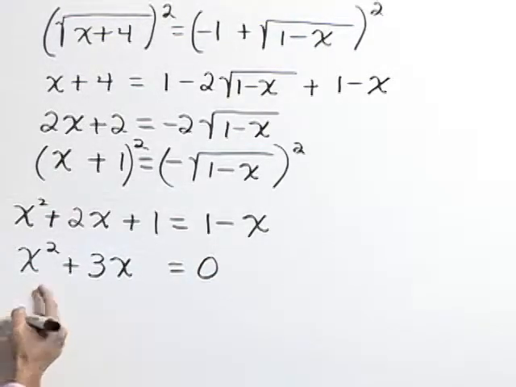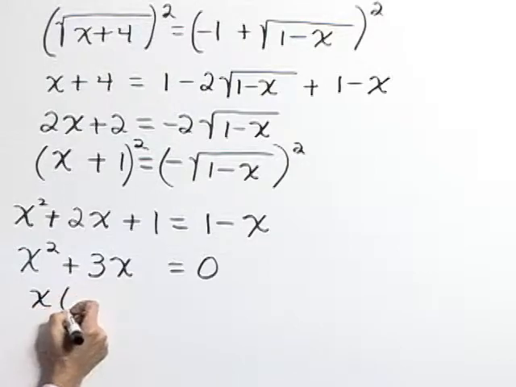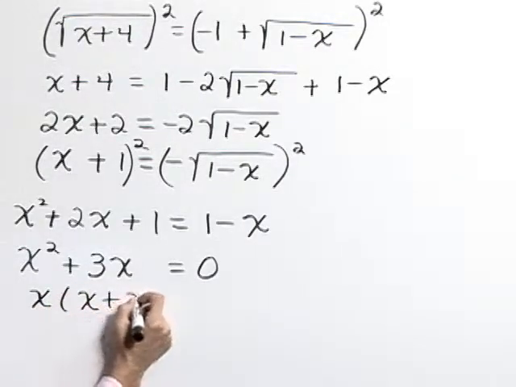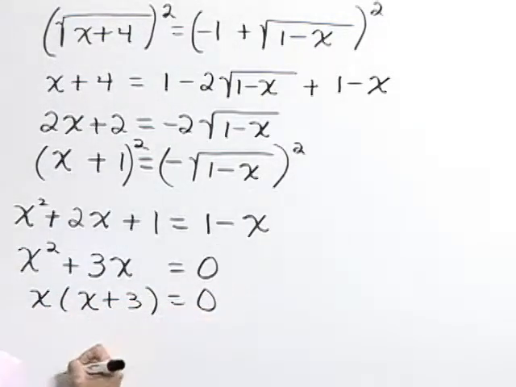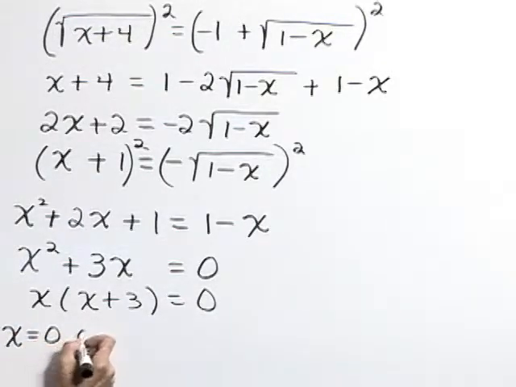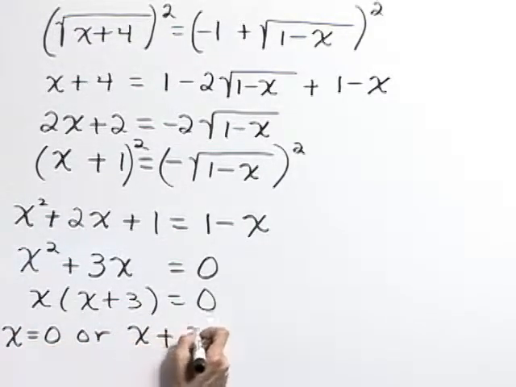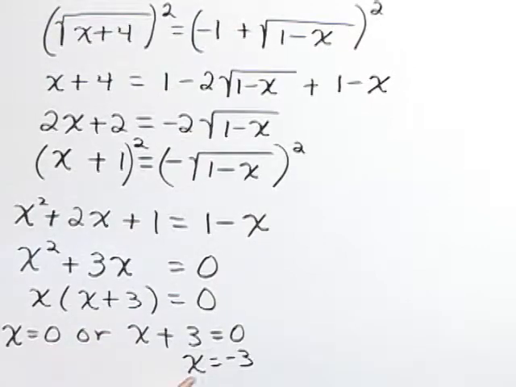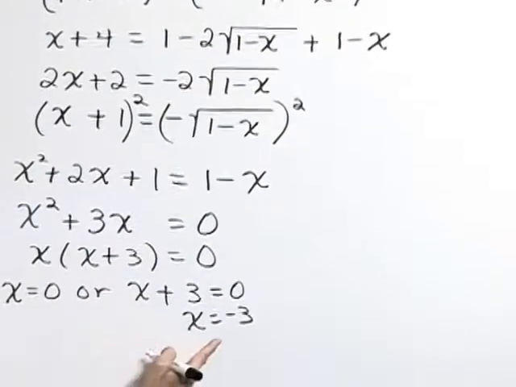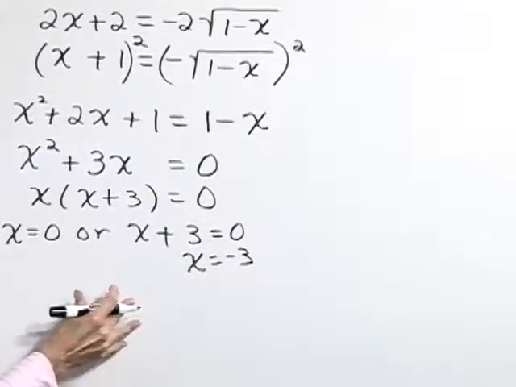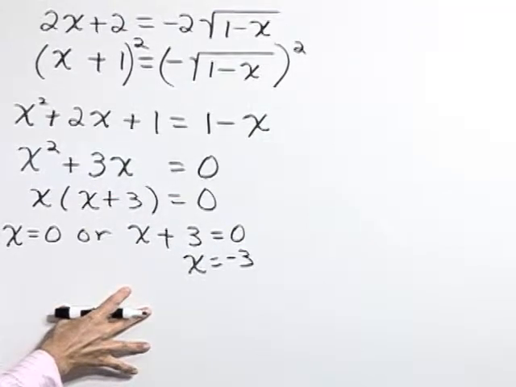Now factor. Greatest common factor of x. So this is x times x plus 3 is equal to 0. Use your zero factor property. So x is 0, or x plus 3 is equal to 0. That gives x equal -3. Now we have two proposed solutions, x equals 0 and x equal -3. Let's check them both in the original equation.